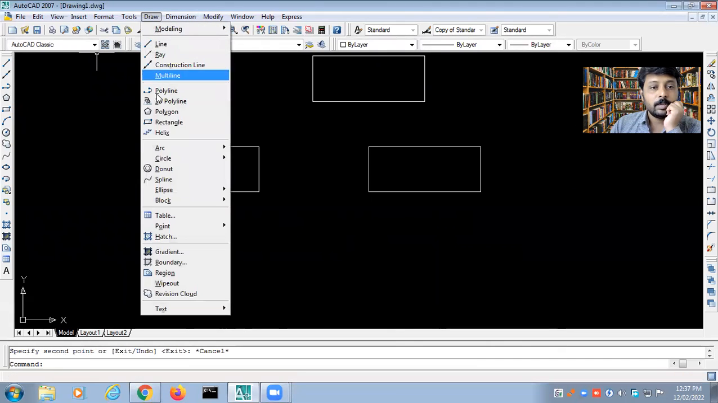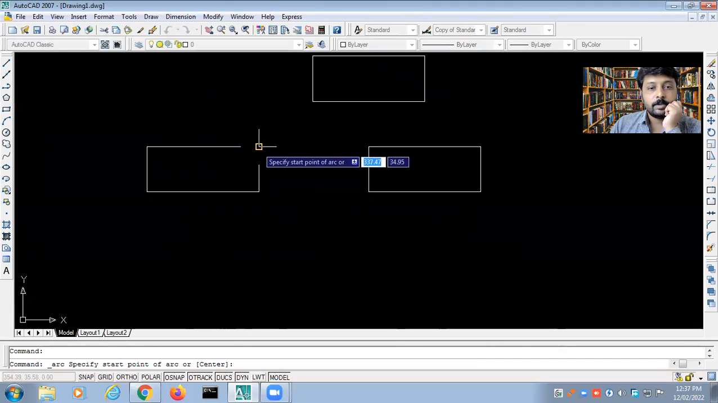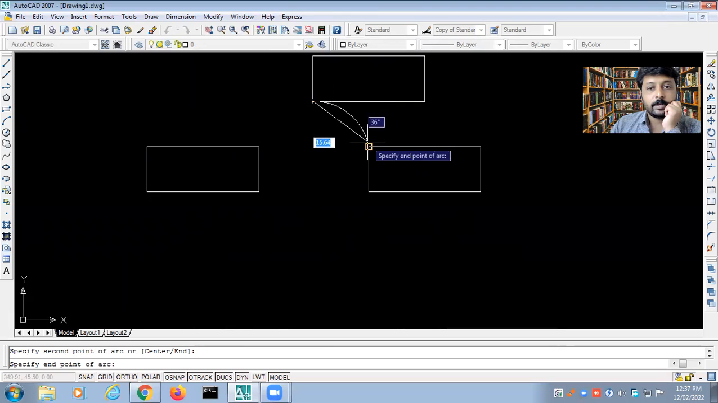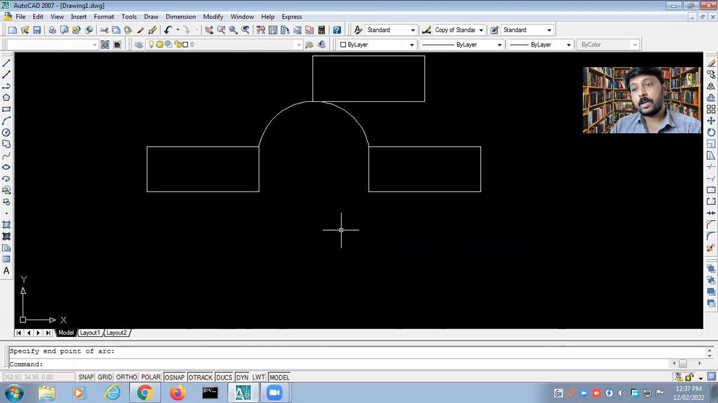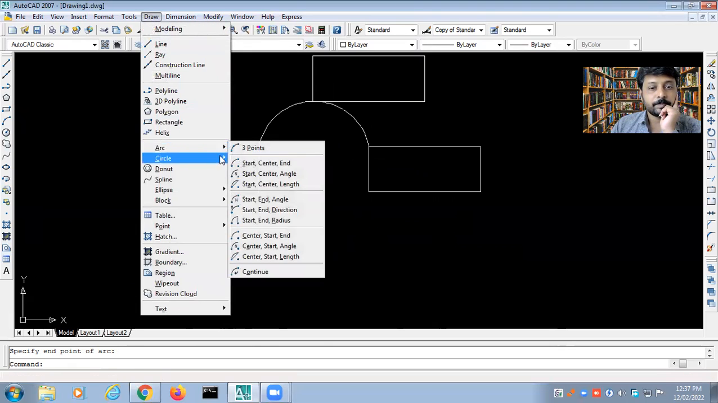So I will go for arc, 3 points, first, second, third. This is how I can complete the arc. This is the first type of arc. Then there is start, center, and end. Okay. Now what happens? See.